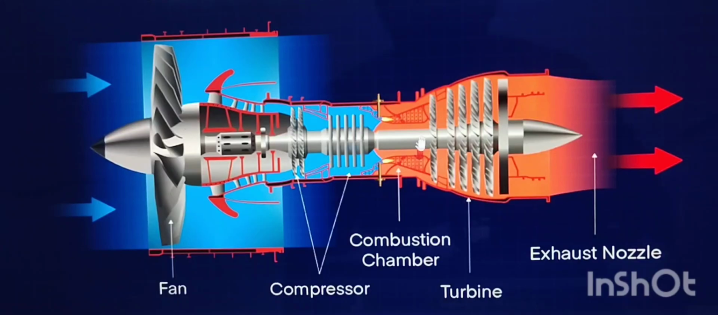Because of this large expansion and the heat, the turbine will start to rotate. When the turbine starts to rotate, it is mechanically connected to the compressors and the fan, so the fan will rotate. So continuously the fan will suck the air, the compressor will compress the air, the combustion chamber ignites the air-fuel mixture, then it rotates the turbine, and it will continue.